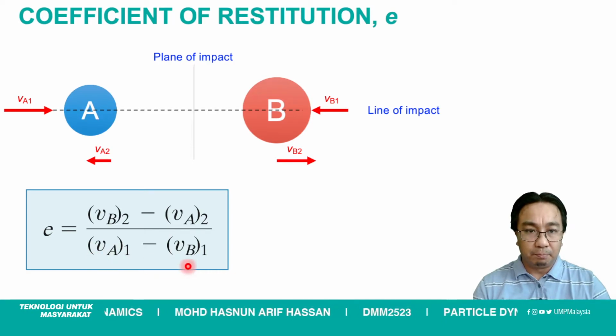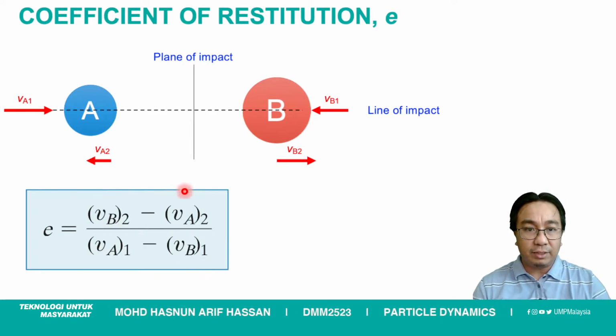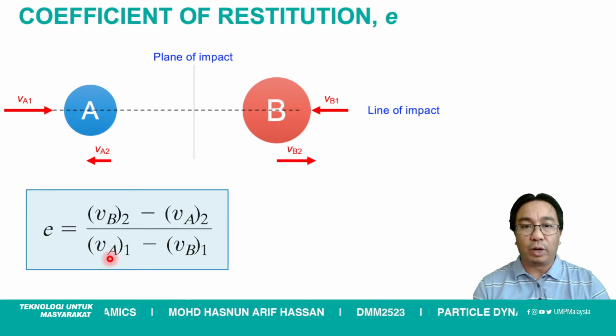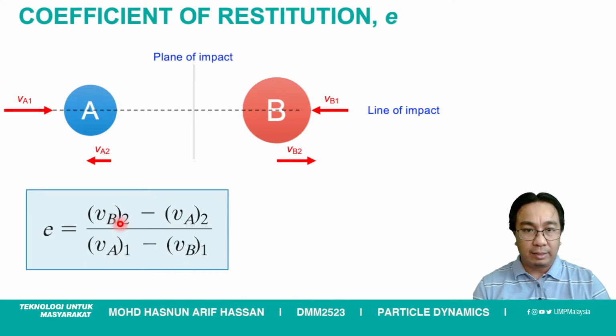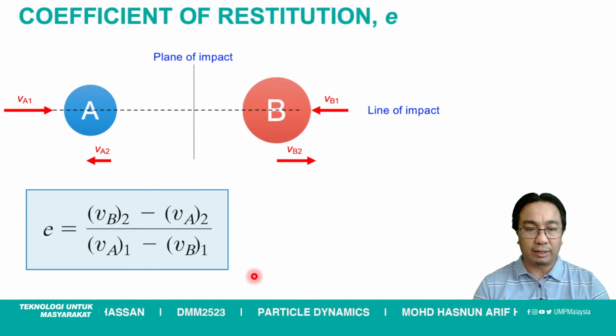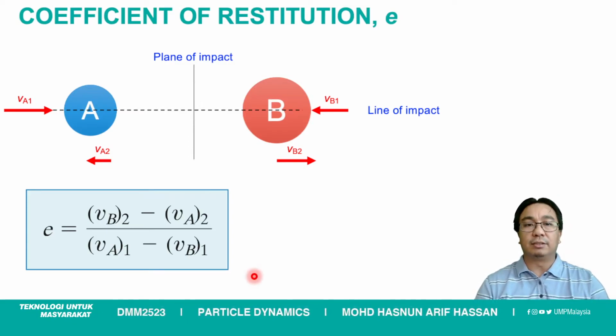So this is before impact and this is after impact. If you look at the top of the fraction, it starts with VB2 minus VA2, and the denominator is VA1 minus VB1. So there is an interchange here when calculating the coefficient of restitution.